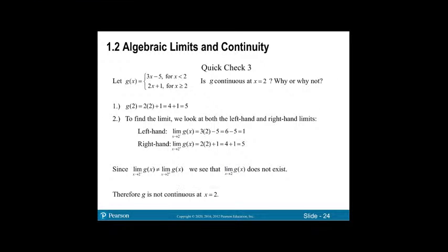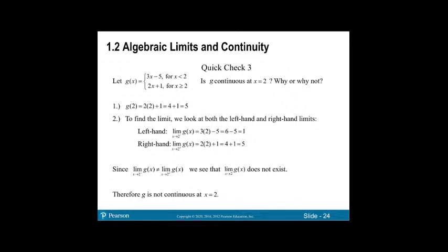Okay, let's just look at this really quick. So is this continuous at 2, why or why not? So let's see, coming from the left of 2, we're going to get 1. Coming from the right of 2 is 5. So we would say no, right? So notice that g of 2 is 5. Coming from the left, we get 1. Coming from the right, we get 5.